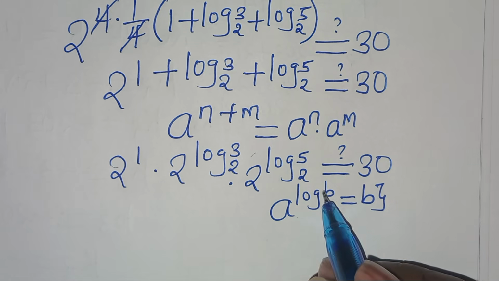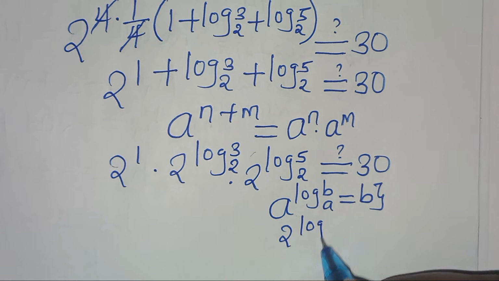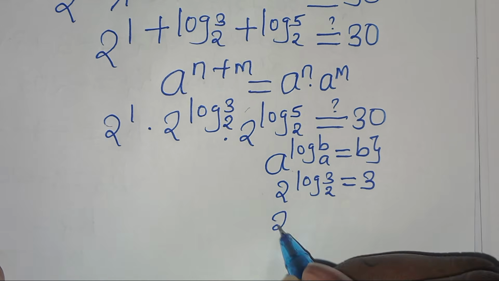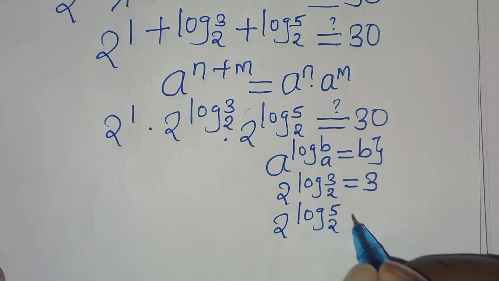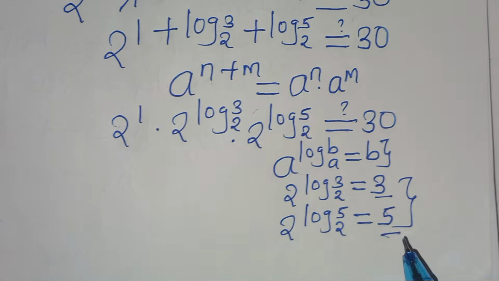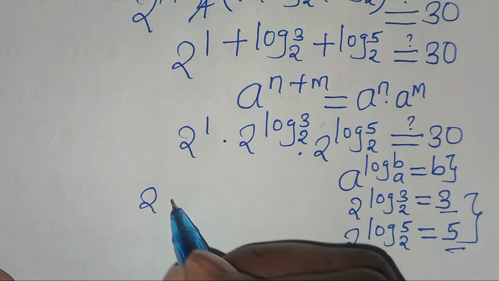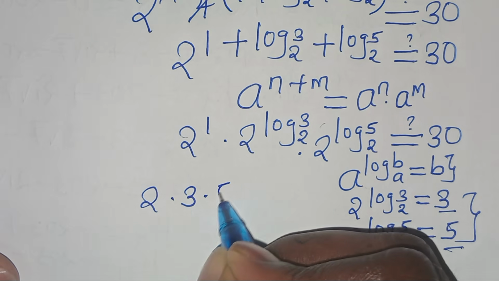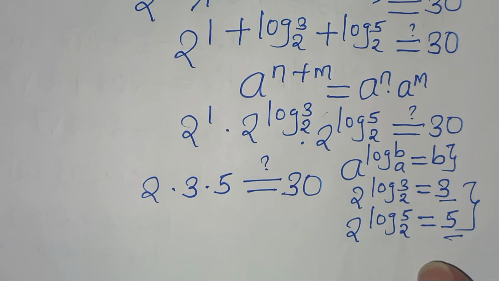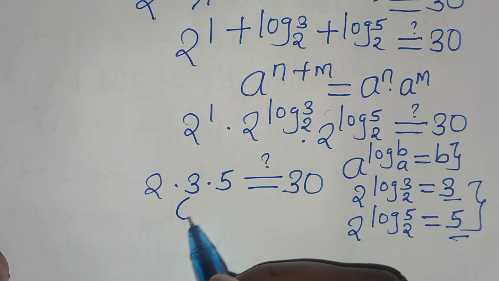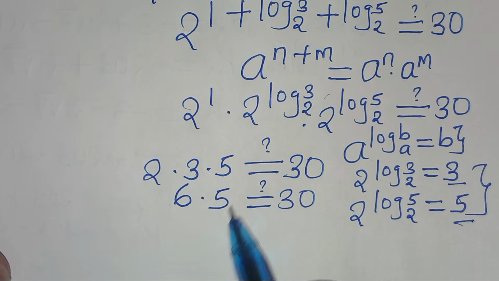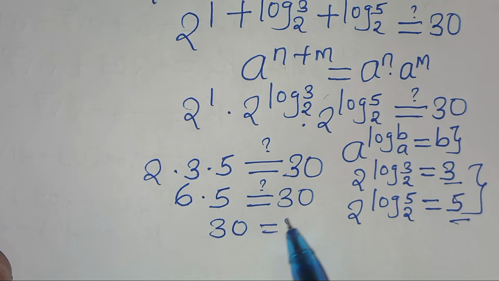Applying this logarithm property, then we have 2 to the power of log 3 to base 2, which should give us a value of 3. And we have 2 raised to the power of log 5 to base 2, which should give us a value of 5. So let's substitute 3 and 5, so that now here we have 2 multiplying by 3 multiplying by 5. This is supposed to give us a value of 30. So 3 times 2 is 6, multiplying by 5. So 6 times 5 is 30, and this is equal to 30.